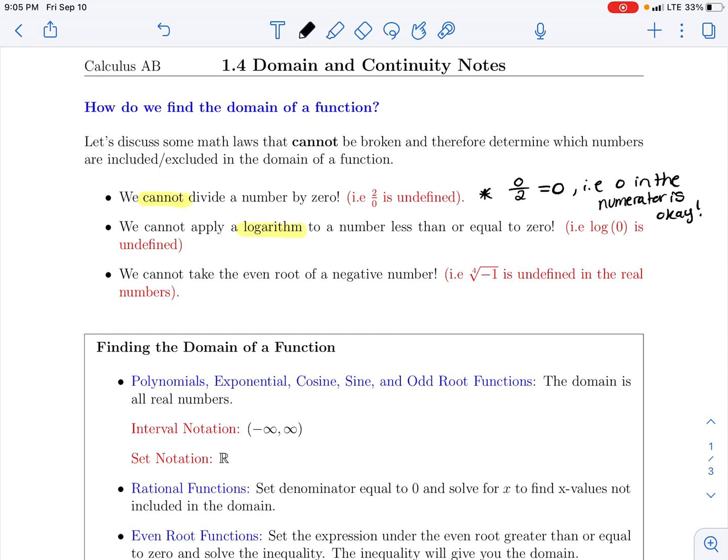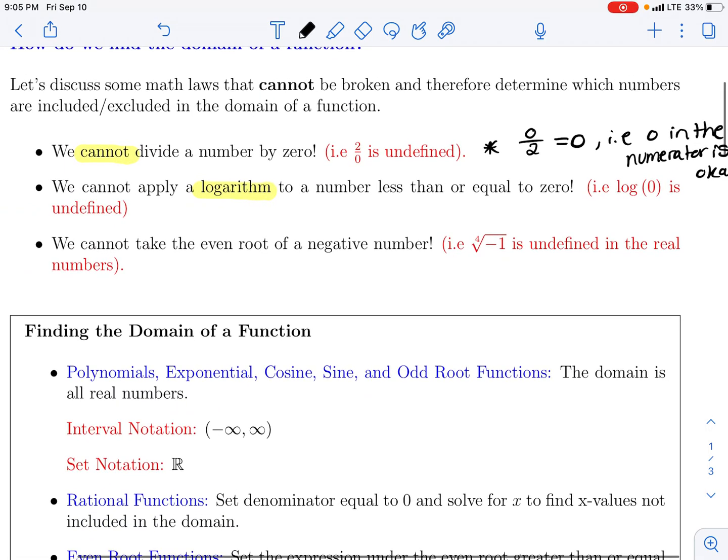Okay, and the last one here is we cannot take the even root of a negative number. Okay, so you guys remember that we can't take the square root of a negative number, but more abstractly I'm saying we can't take the even root of a negative number. So for example, the fourth root of -1 is undefined in the real numbers. Okay, and that's because our root number right here is even.